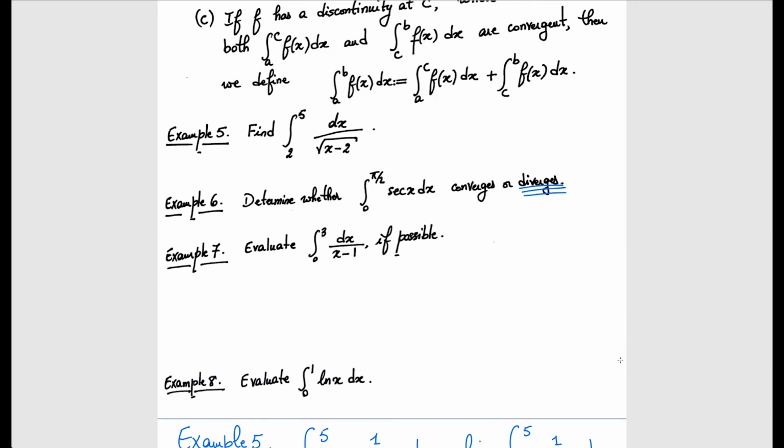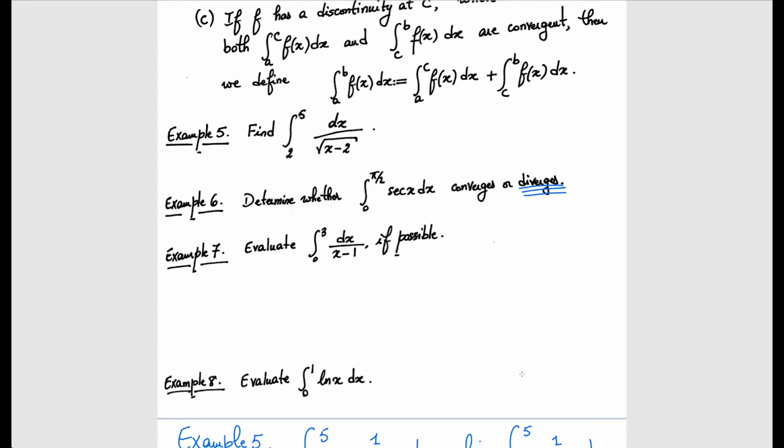Okay, so anytime you get an integral, ask yourself, does the integrand have any singularity or discontinuity on that interval, which is of finite length, 0 to 3 in this case. In this case, you're going to realize that yes, at 1, that happens.